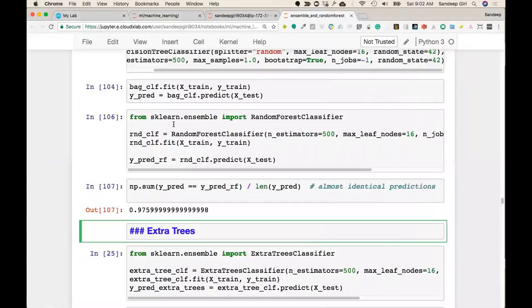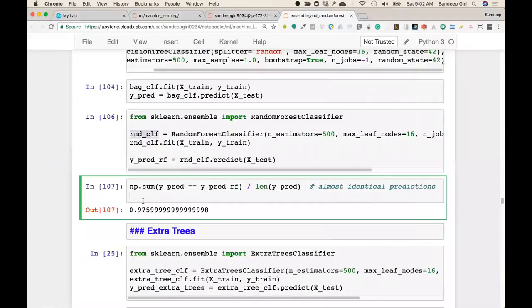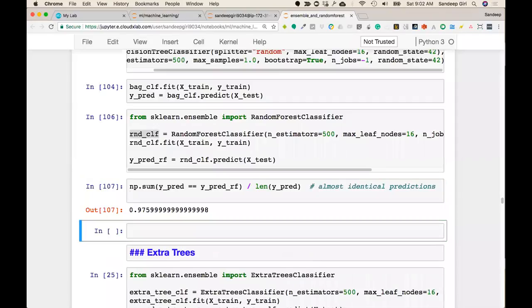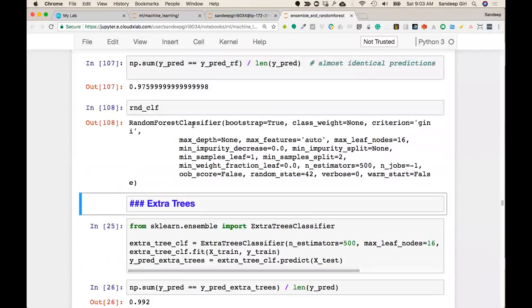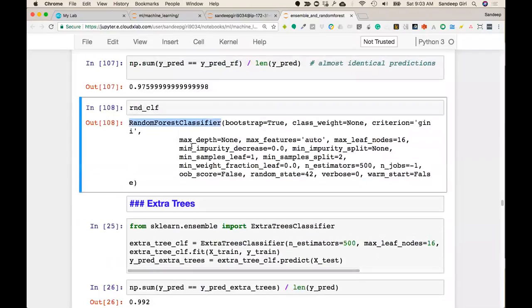So let me just show you. This is the random forest classifier, and here you can see the max samples. The parameters that we pass to decision trees are available here.